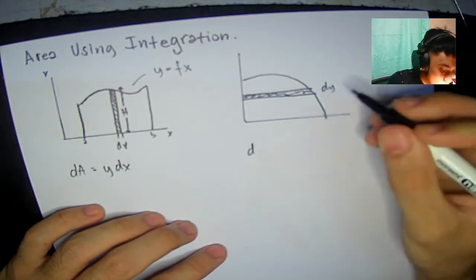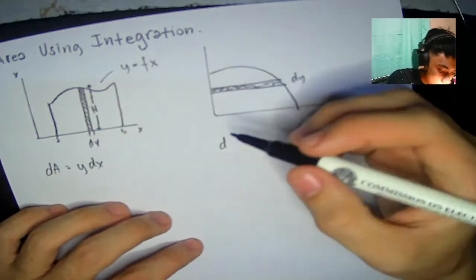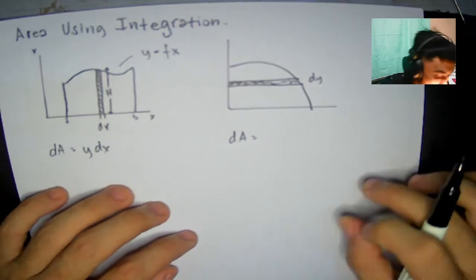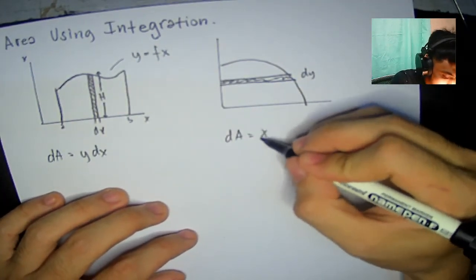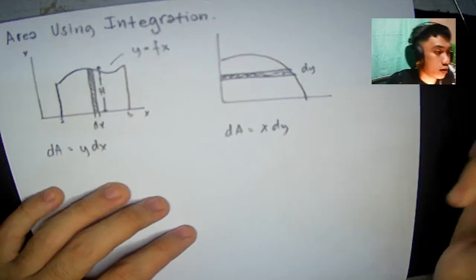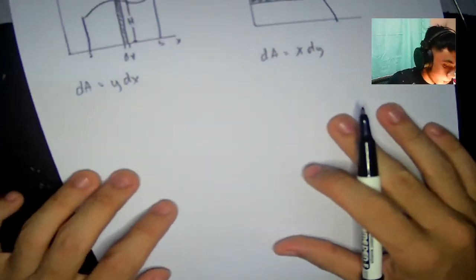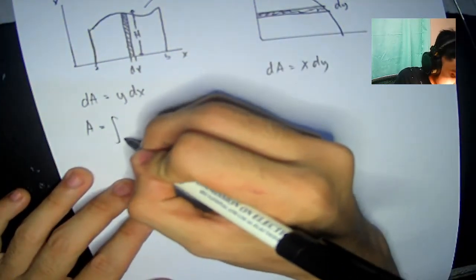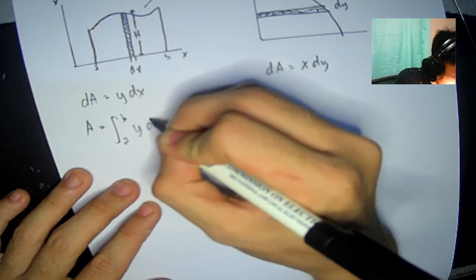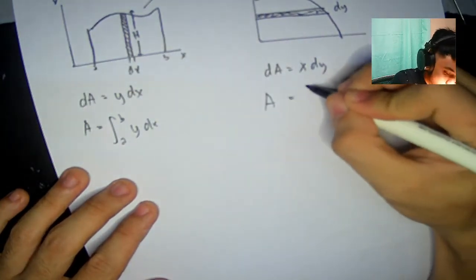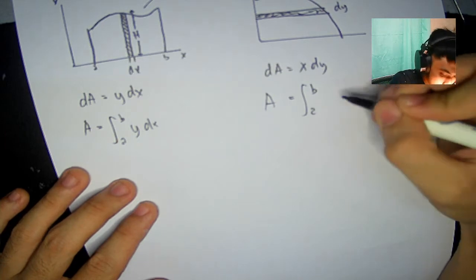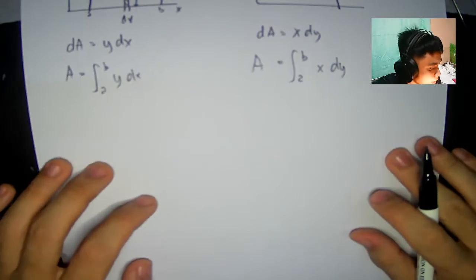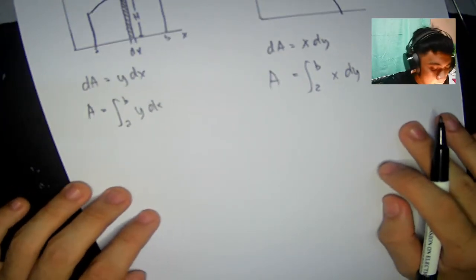What happens here is it is put sideways, or by x. So you can simply put here x dy. So that's it. The formula is A equals the integral from a to b of y dx, and A equals the integral from a to b of x dy. So that's it.